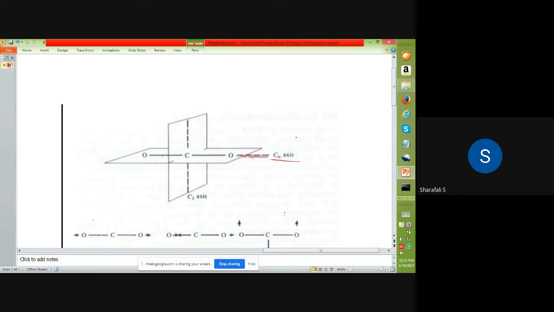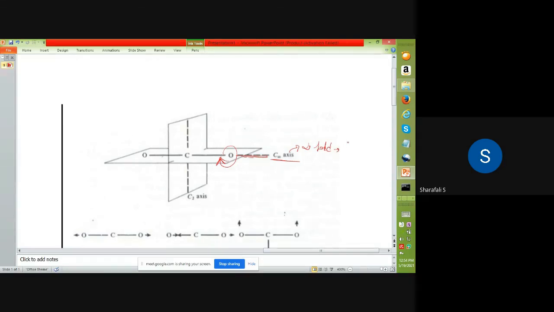Since rotation of the molecule about this bond axis to any angle gives an identical structure. So if you are considering any rotation with respect to this angle, that will be identical to this molecule. This molecule will be the same. If you are rotating through any angle, the molecule will be the same. That's why it is called the C infinity axis, because it is infinite fold.